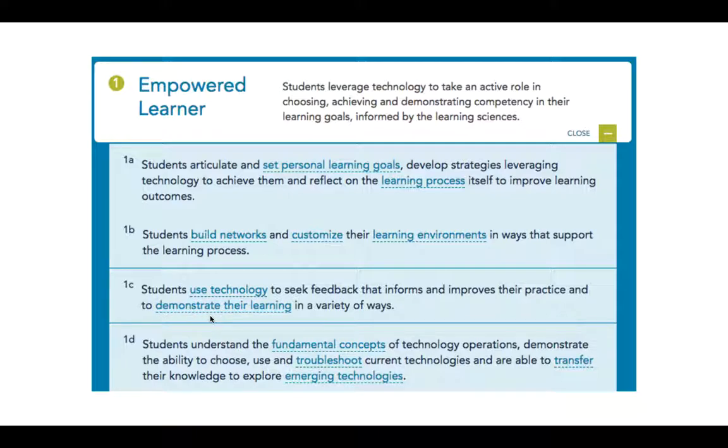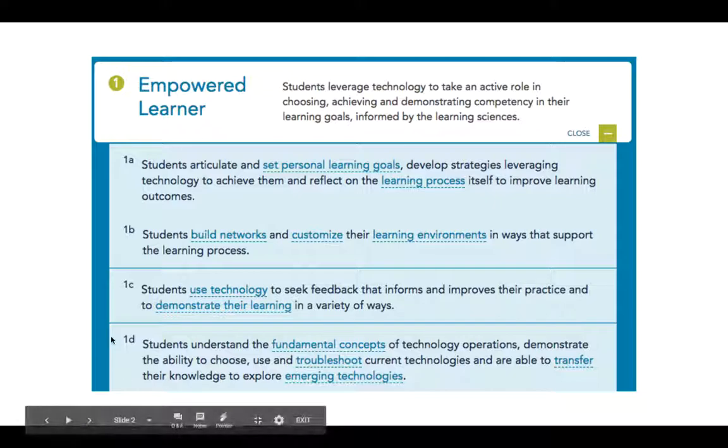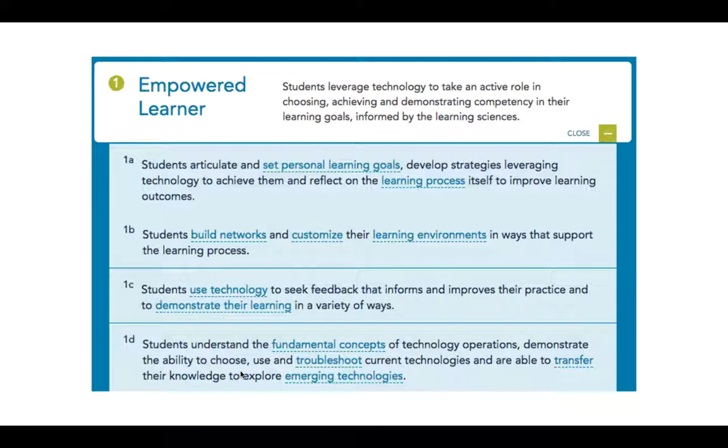So there's so much that we can do with technology, and we can also use it to have students demonstrate what they do know. And the last indicator says students understand the fundamental concepts of technology operations, demonstrate the ability to choose, use and troubleshoot current technologies, and are able to transfer their knowledge to explore emerging technologies. So I think one of the most important things in that indicator is the ability to choose. So being able to have that choice and make things their own is really what empowers that learner.